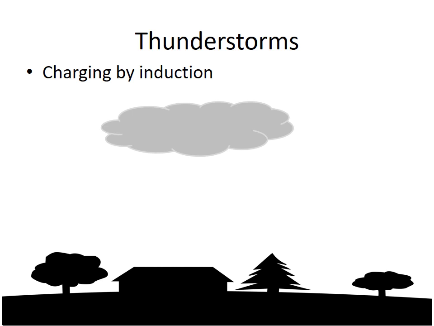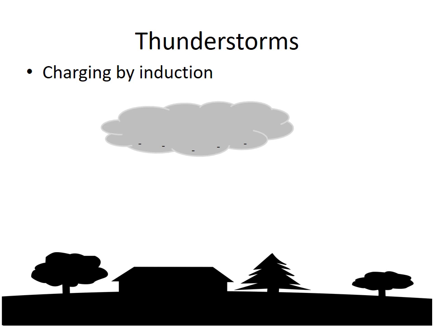And inside the cloud you've got lots of water molecules bumping into each other and rubbing around and banging into each other. And that friction causes a charge to start to build up. The negative charges are going to build up on the bottom of the cloud. Positive charges are going to build up on the top of the cloud.